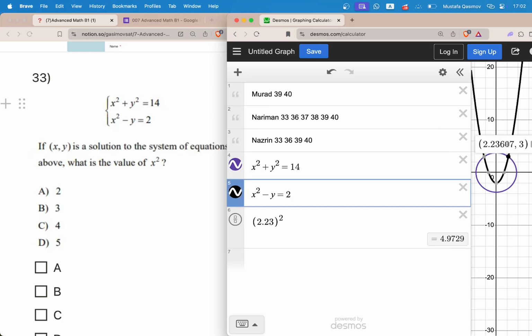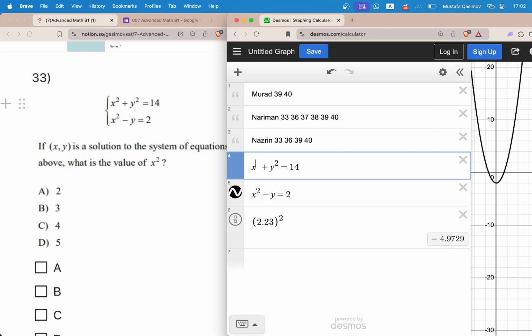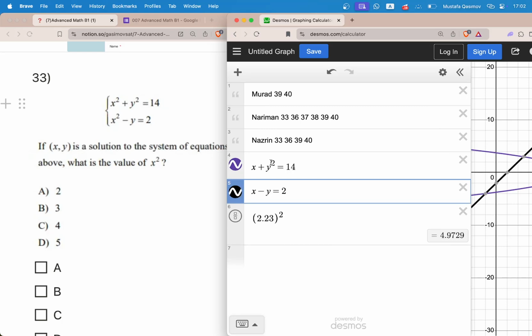If you write all of them, you will get 4.99, something like that, but I don't write all of them. If you want, you can say think of x squared as x. Then you will get 5. It's also correct.